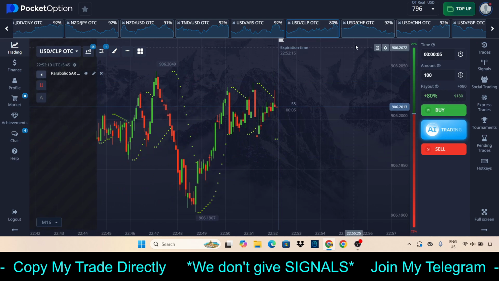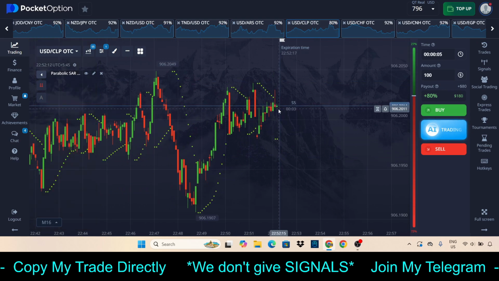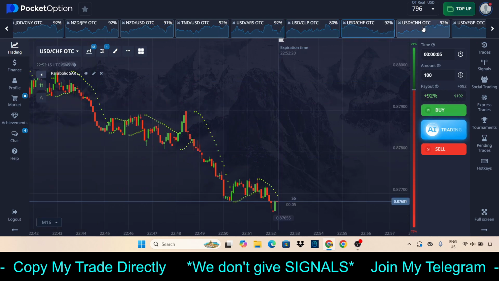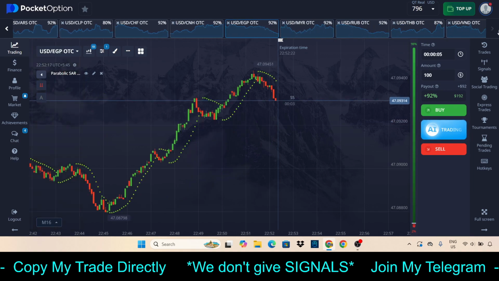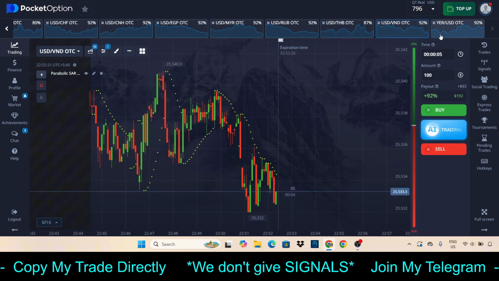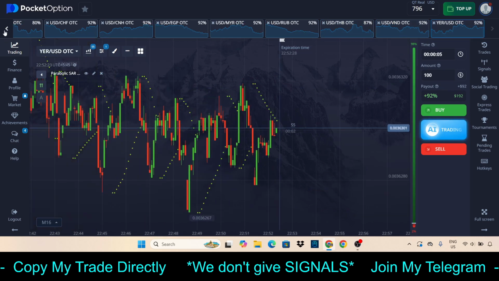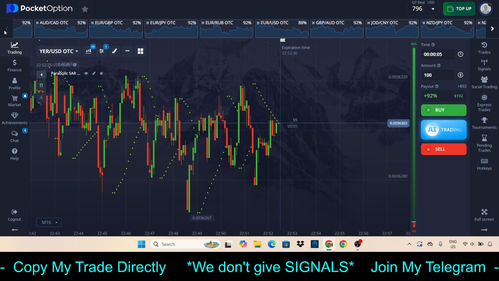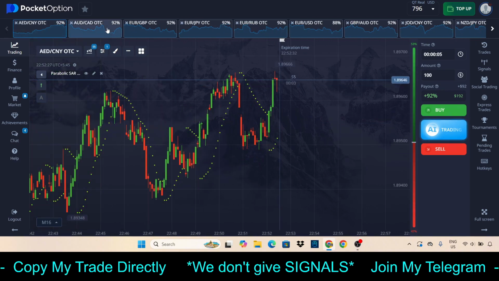So let's try to find. Here also I found the second dot and we missed this trade. So let's be ultra fast. Let's go to the start. Okay, maybe we get some entry point here.